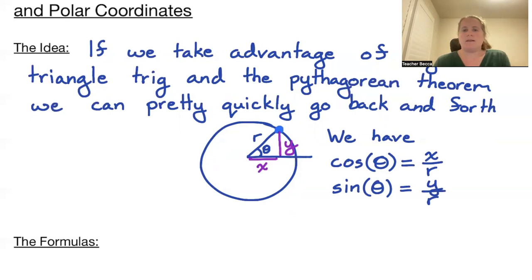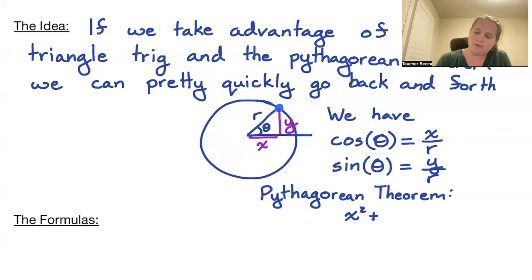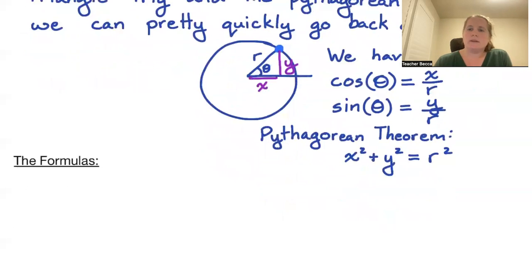Okay. And then the Pythagorean theorem would tell us that x squared plus y squared is equal to r squared. So we get a fairly useful formula to go from polar coordinates to rectangular coordinates.